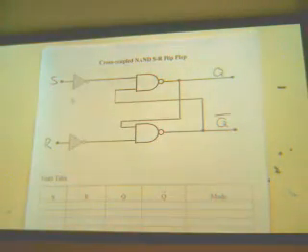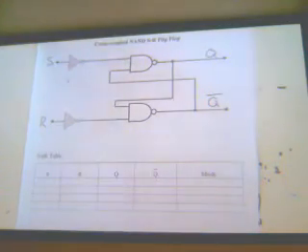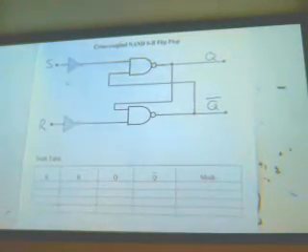Now, how did I keep this whole thing? It's not an IQ test.